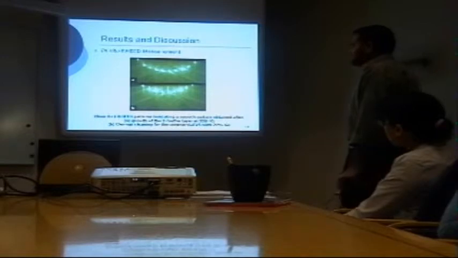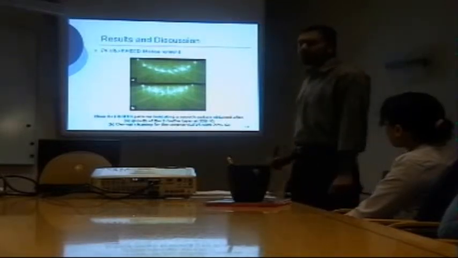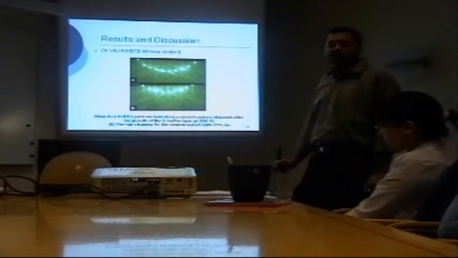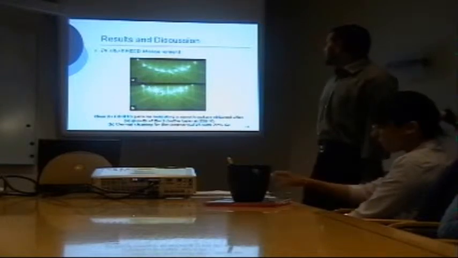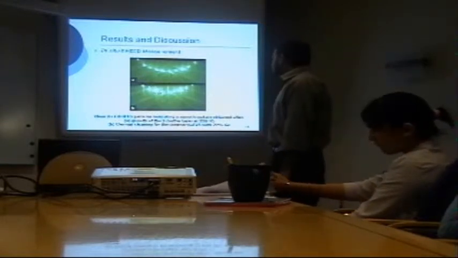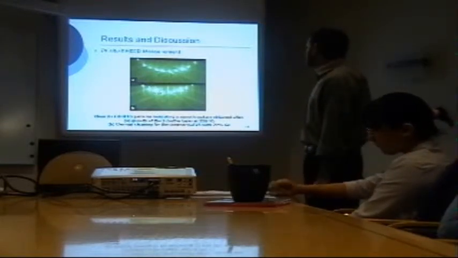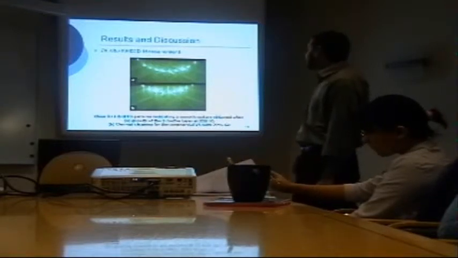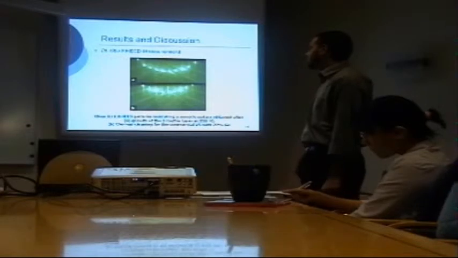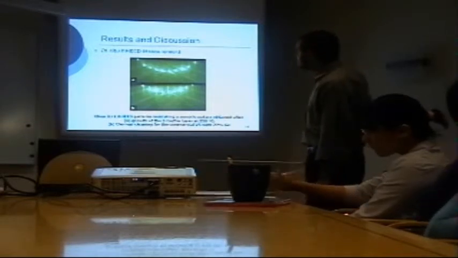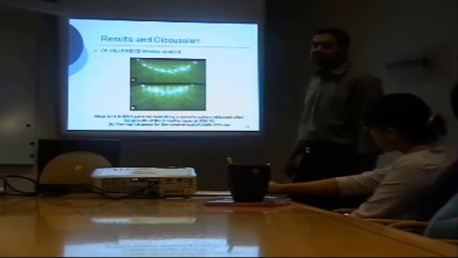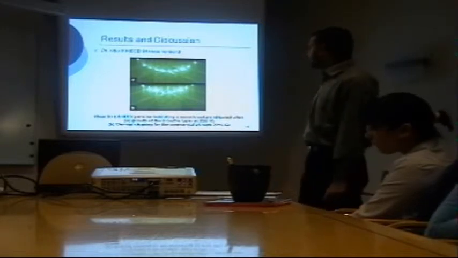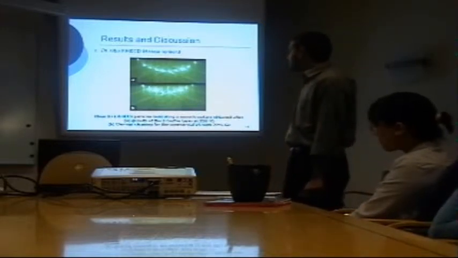In RHEED measurements, the RHEED pattern was recorded at the end of each growth step. Here in figure A, we can see the RHEED pattern taken after the growth of the silicon buffer layer at 550 degrees centigrade, and we can see a 2x1 pattern, which indicates that the surface is very smooth.